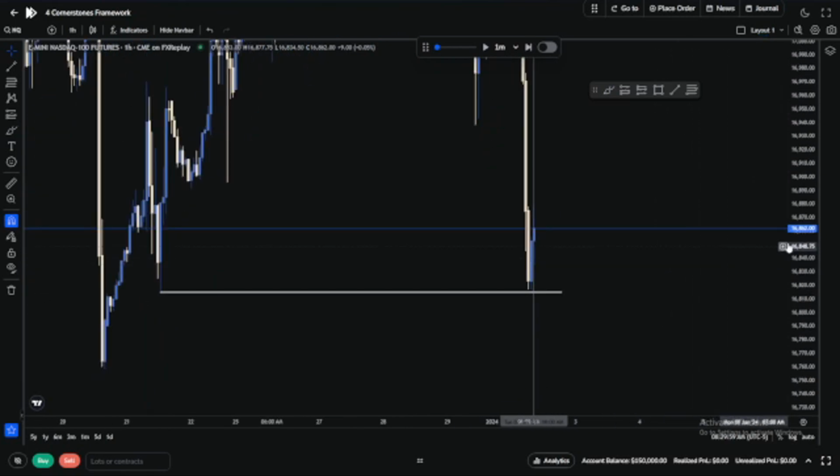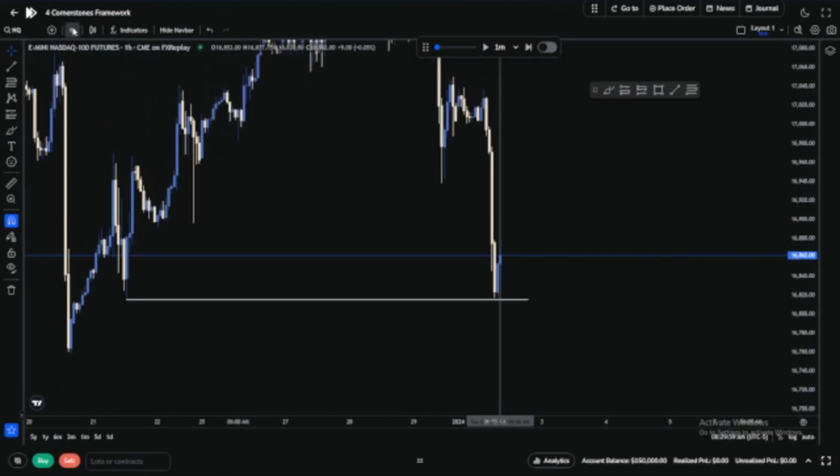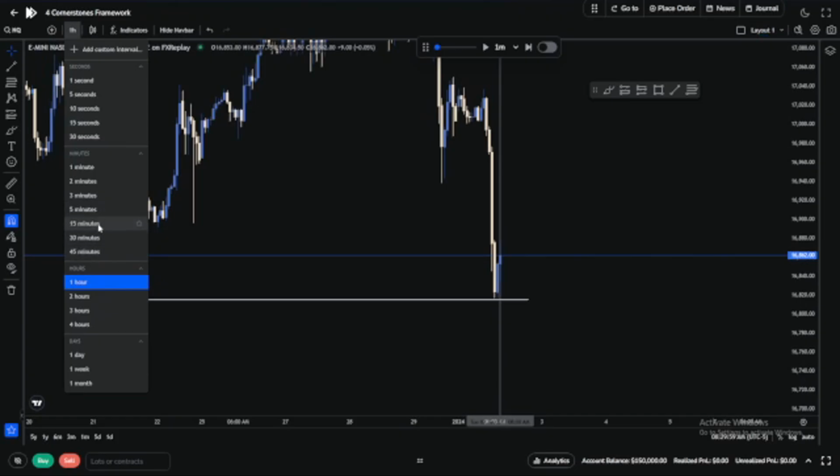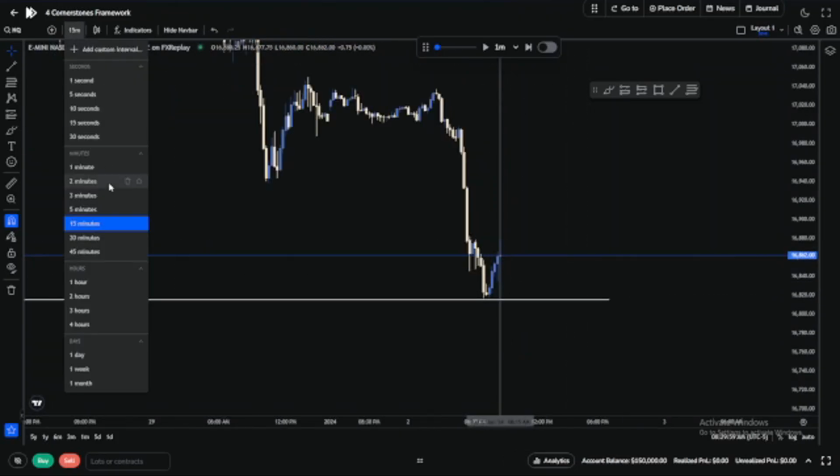So that's essentially how we're going to be looking for it in the higher time frame. By higher time frame, it's the 15 minute, the 1 hour, the 4 hour. Anything above the 15 minute I consider the higher time frame, and anything below the 15 minute is lower time frame.